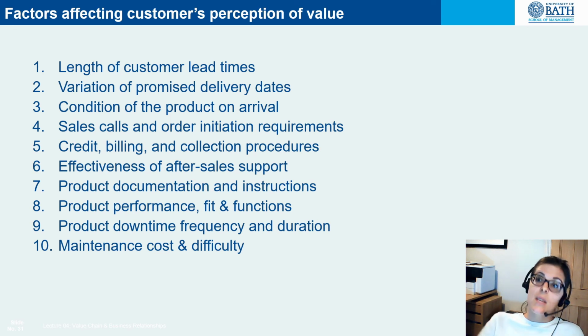So again, it comes back to understanding what it is your customer values and delivering it. No more and no less.